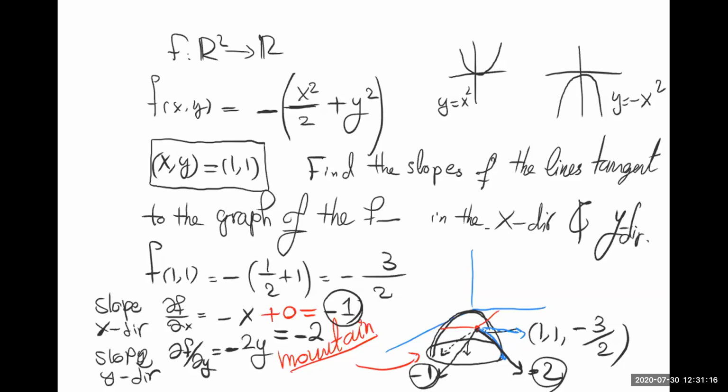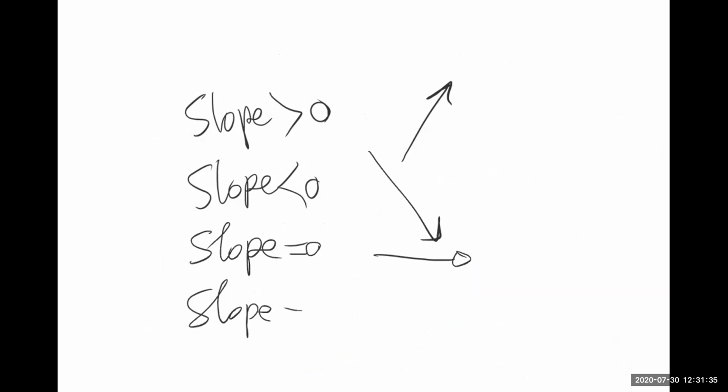Remember, if the slope is positive, it means you're going up. If the slope is negative, it means you're going down. If the slope is 0, it means you're horizontal. If the slope is infinity, it means it's vertical. Okay. That goes for that.